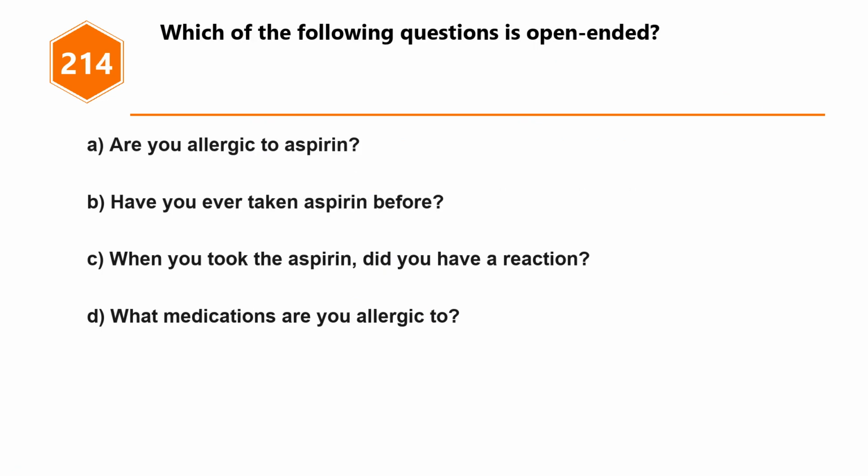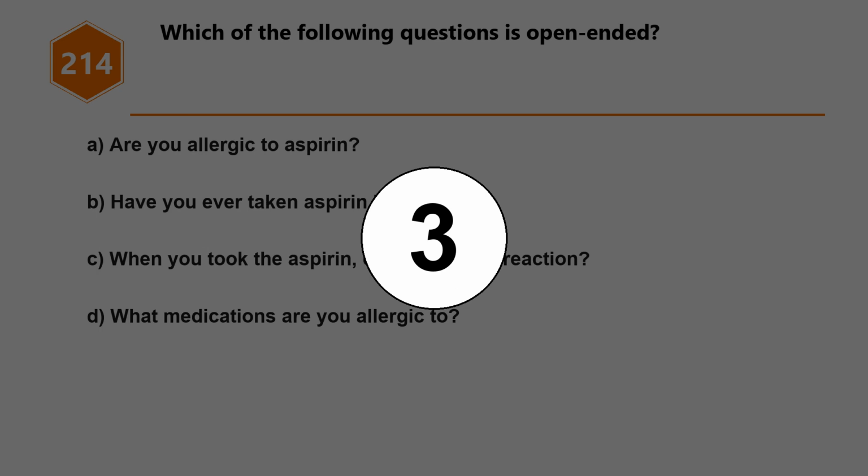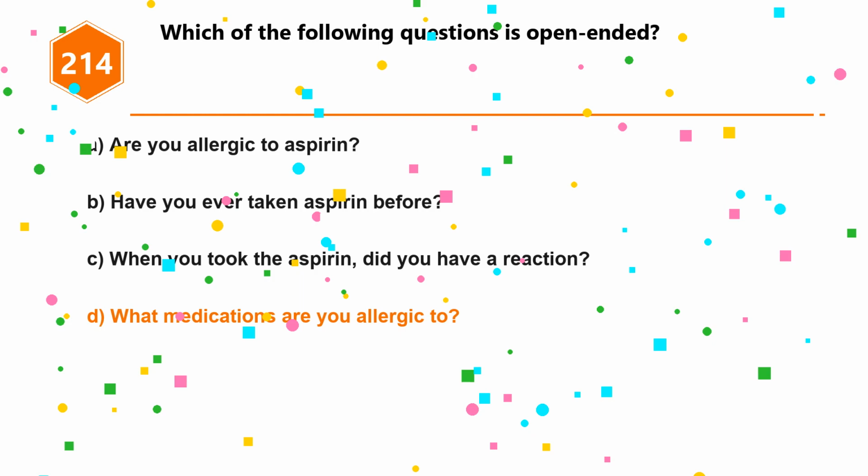Question 214. Which of the following questions is open-ended? Option A. Are you allergic to aspirin? Option B. Have you ever taken aspirin before? Option C. When you took the aspirin, did you have a reaction? Option D. What medications are you allergic to? The correct answer is option D. What medications are you allergic to?